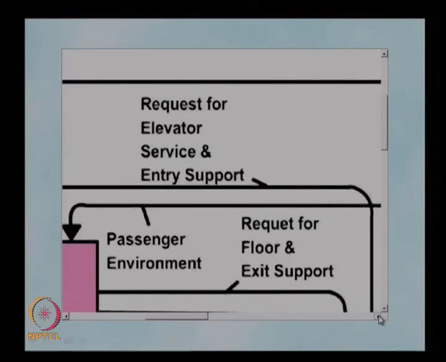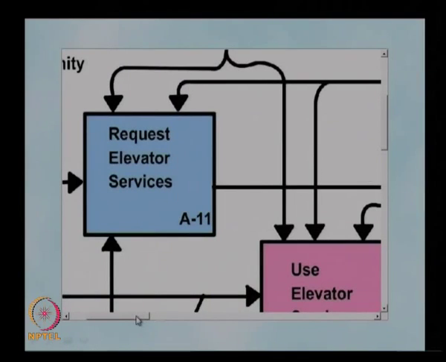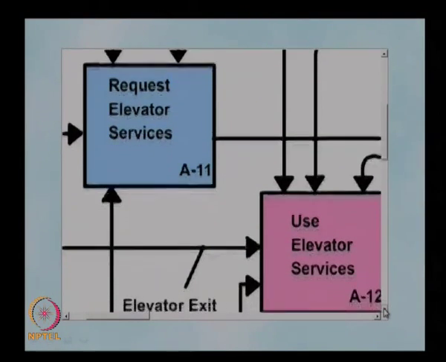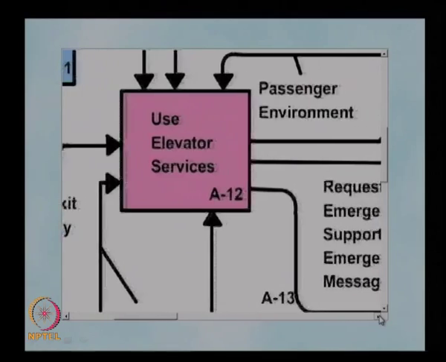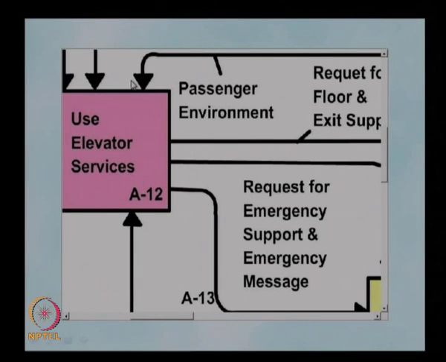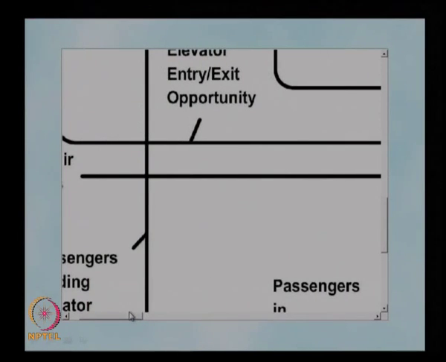Is there an output going from the system? You can see that there is an output going from here to the external system, and similarly use elevator service is another function. Whatever output comes from here will come to here as digital inputs, and then it will go to the elevator services. Then the passenger environment comes in as an external input, and the request for emergency support and emergency message will be another output from here. All these inputs, outputs and interactions will be properly recorded in a pictorial way, to get a better understanding of the interaction between the system and the external systems.